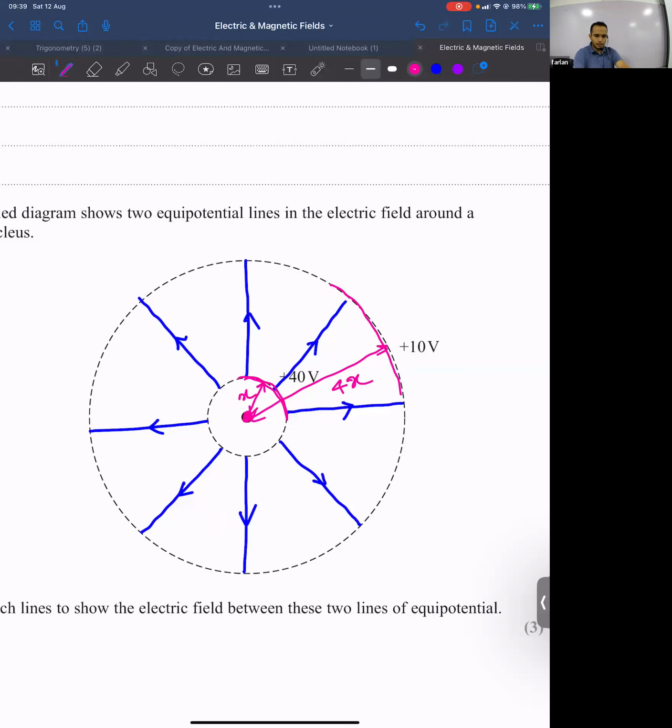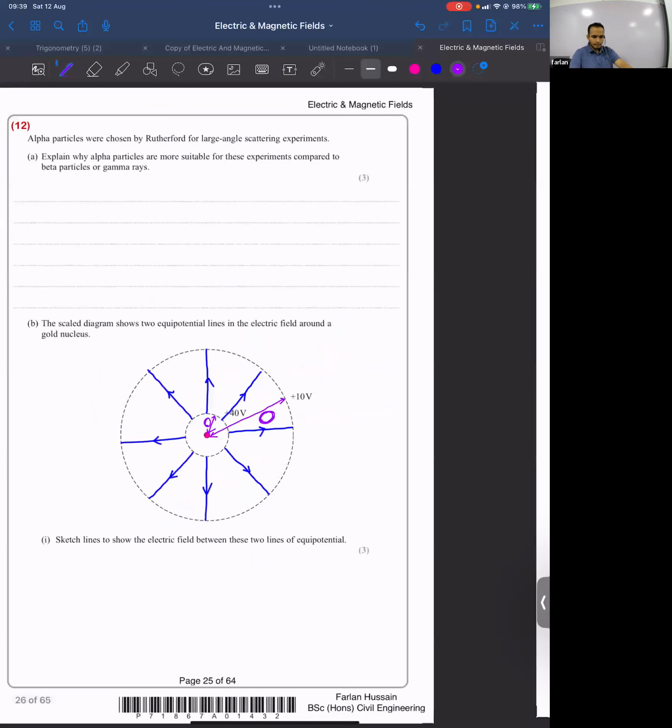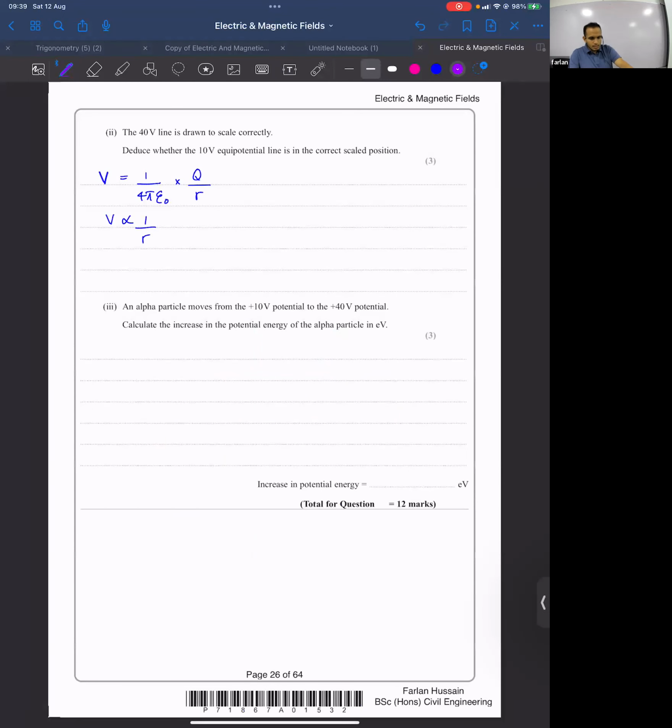Correct now? So they are telling you that the 40 volts is perfectly fine. It is given to a scale. So all you need to do is check this distance, measure this distance. Okay. And then measure this distance. If this distance is 4 times this distance, then yes, 10 volts is at the right point. Otherwise, no. You understand what I'm saying? The question is, deduce whether the 10 volt potential line is in the correct scale position.